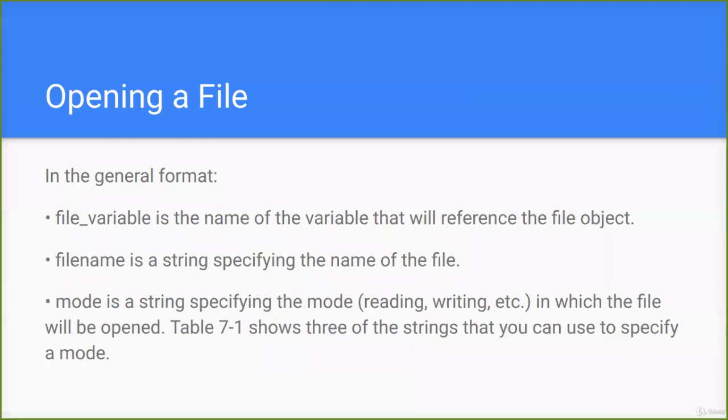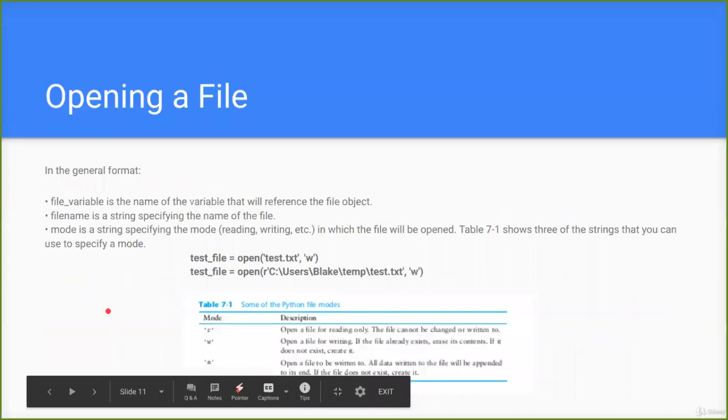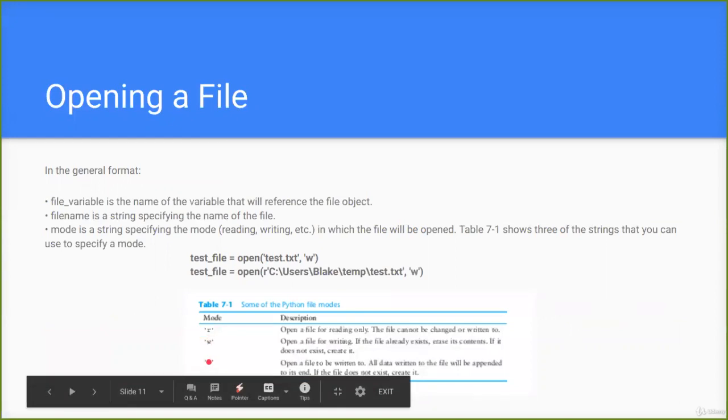Now we have discussed that we basically have to open files to do two things: either we read from the file or write to the file. So mode is actually specifying what we intend to do with the file. There are three modes in which we can open a file. The first mode is called the R mode or the read mode.